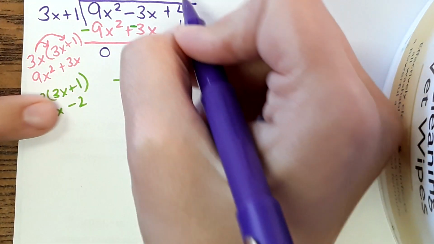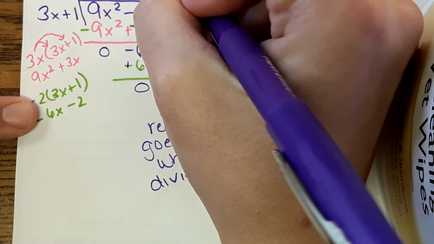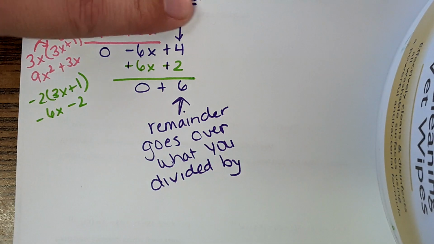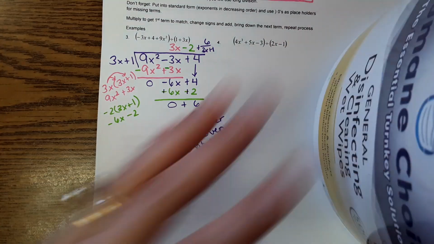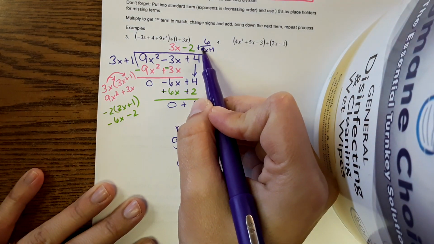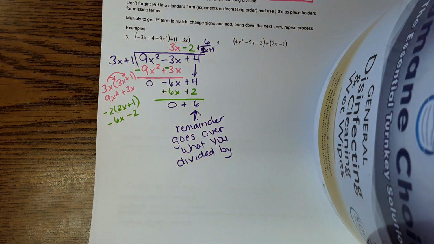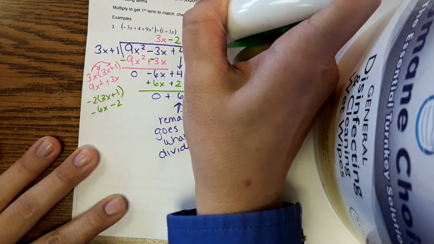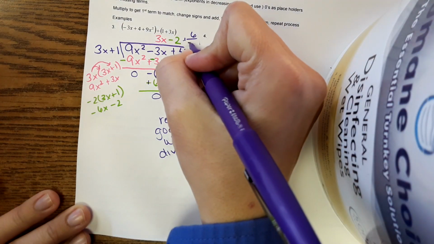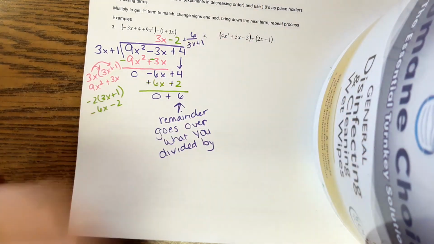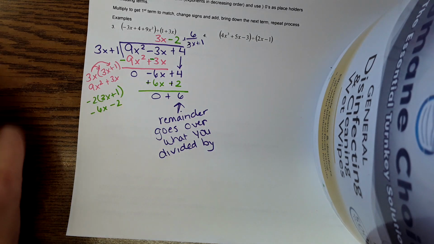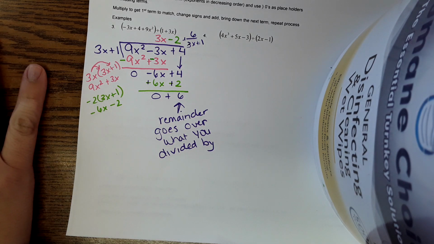So we take the 6 and at the end we just say, okay, plus 6 over 3x plus 1. That's supposed to say 3x plus 1. Maybe I'll use white because that's hard to read. Okay, underneath here, this should say 3x plus 1. Okay, we're going to repeat that again, and I promise it starts to feel easier.